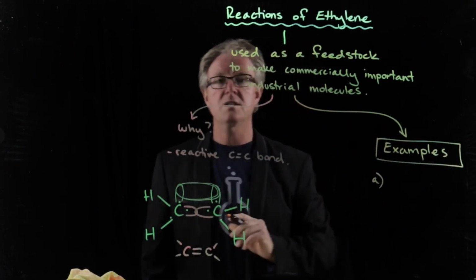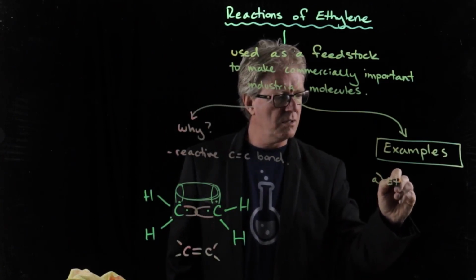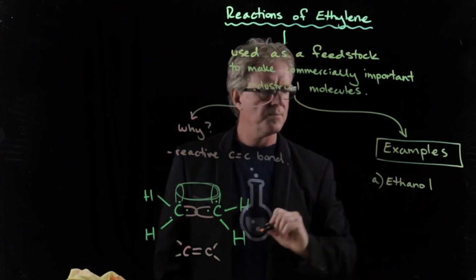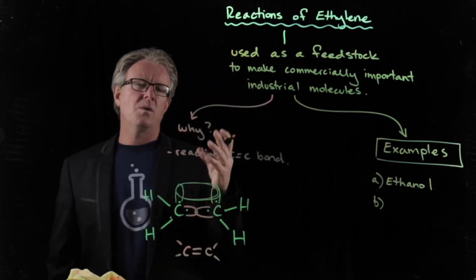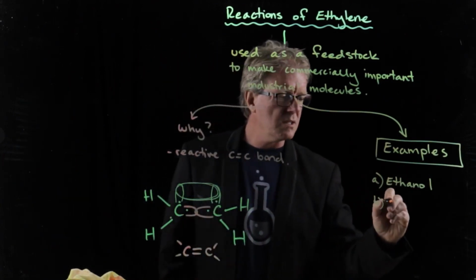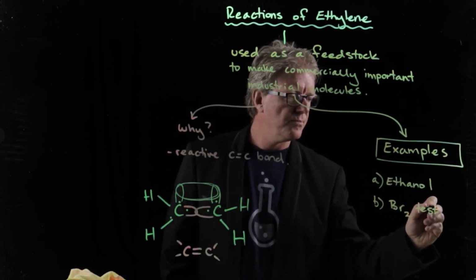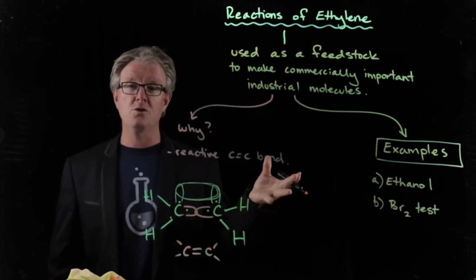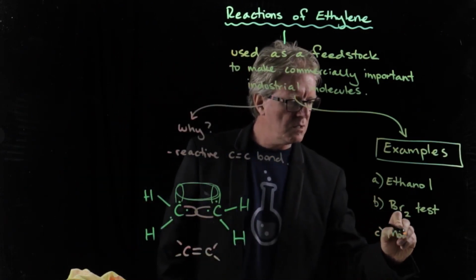And the first thing we're going to be talking about here is looking at making ethanol. The second thing we're going to be talking about is what's called the bromine water test, or the bromine test, right? I'm going to find out a bit more about that, and we're going to do an experiment with that as well. And then C is making monomers.